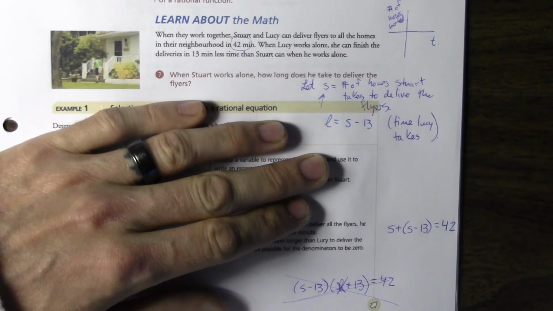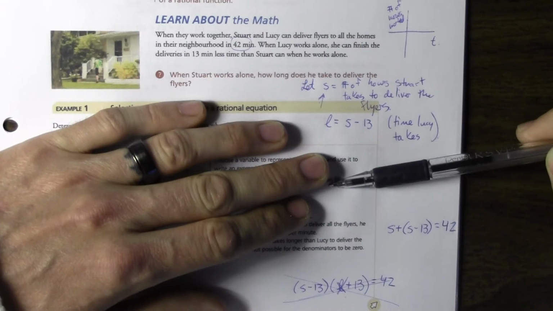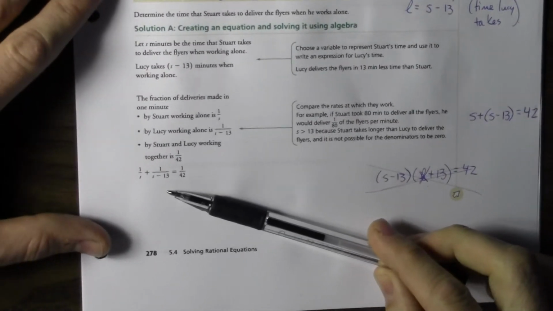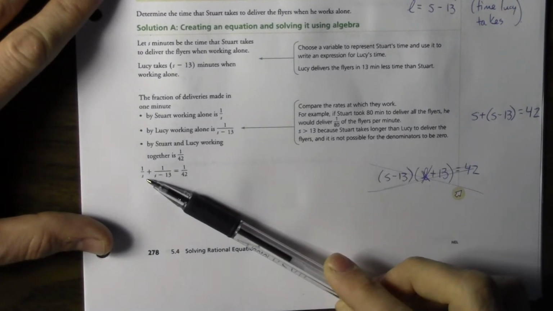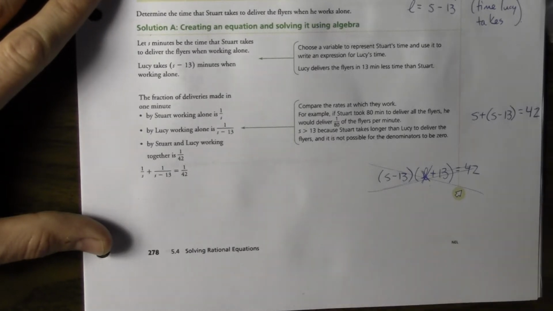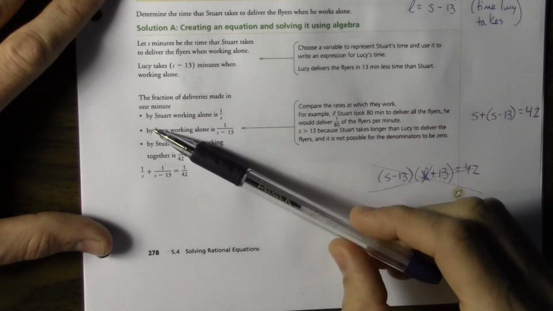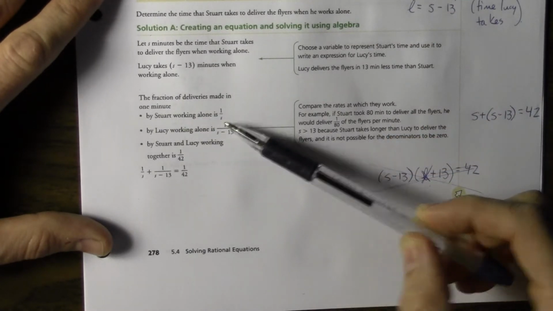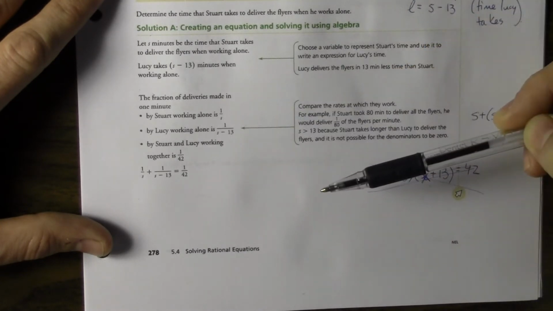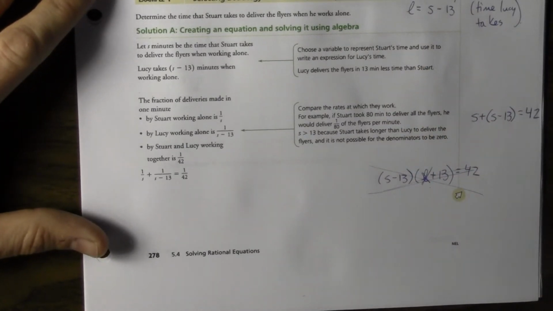But it's important that I explain it before I just show you the equation, because you're going to look at it and think, oh, that's kind of strange, but that's where it came from, okay? So here it is. It's close to what we had: 1 over s plus 1 over s minus 13 is equal to 1 over 42. And here's the explanation. It's the fraction of deliveries made in 1 minute. When Stuart works alone, he makes 1 over s deliveries in a minute, because s is the total time he takes to make all deliveries.